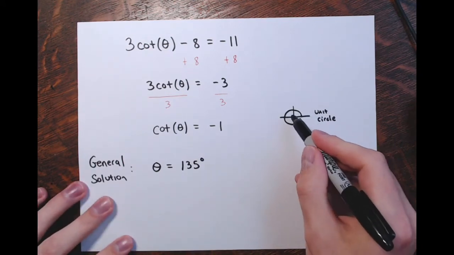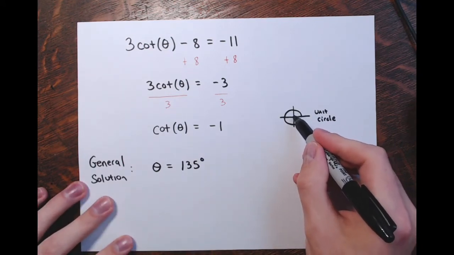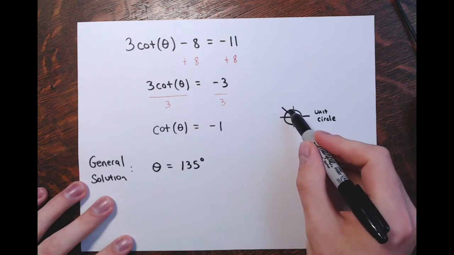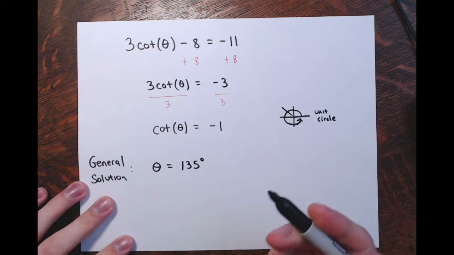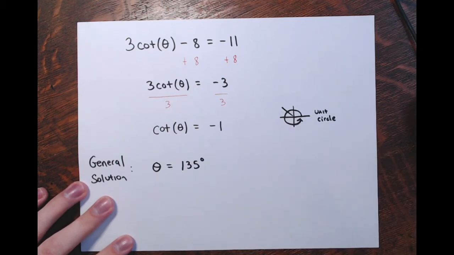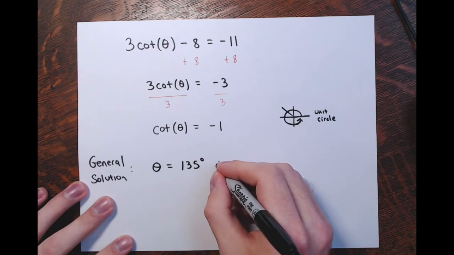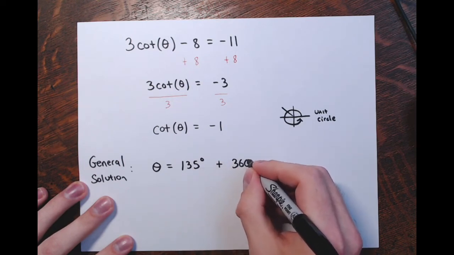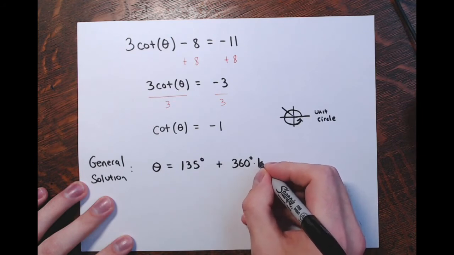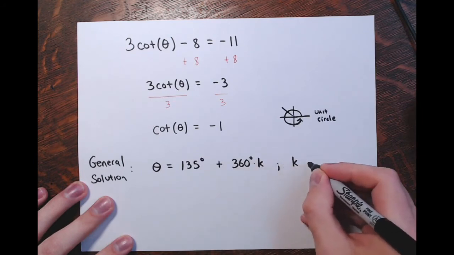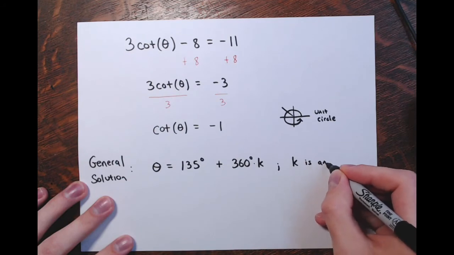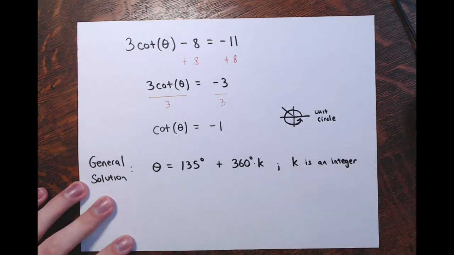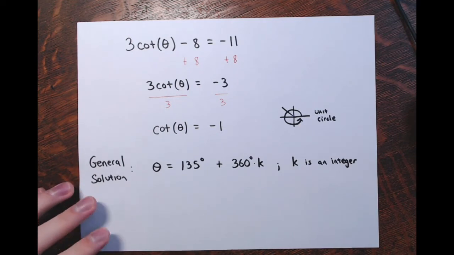And then I could take 135 degrees, and I could then add 360 or subtract 360 and land in the same spot. So what I'm going to write out is, I could take this 135 and add on 360 degrees times k, where k is an integer. Add on any integer multiple of 360 degrees, and I'd get another angle with a cotangent of negative 1.